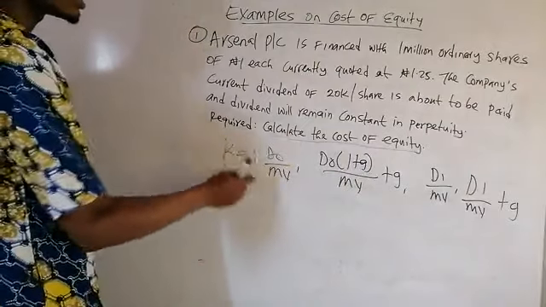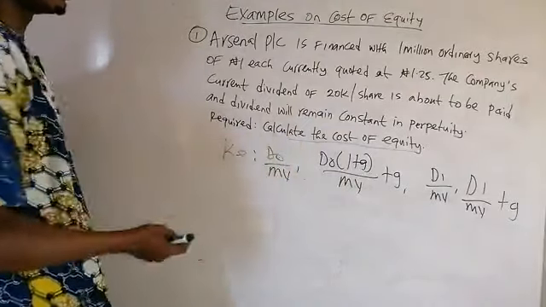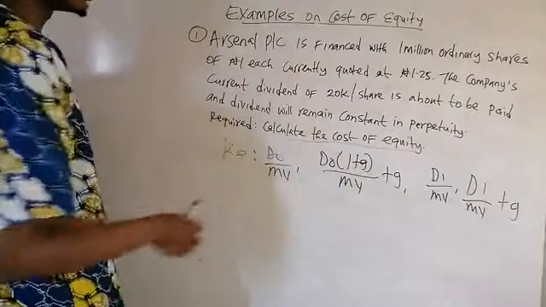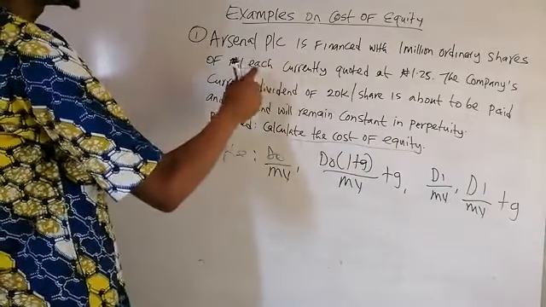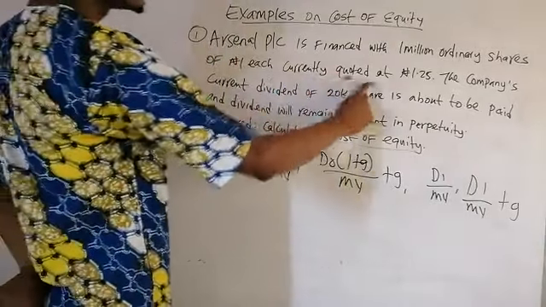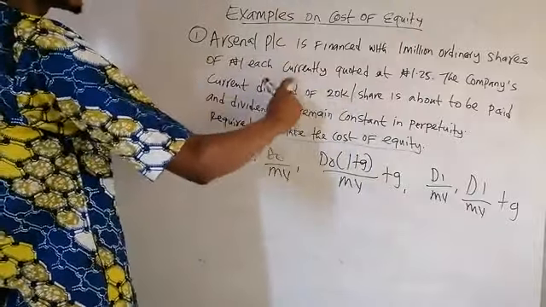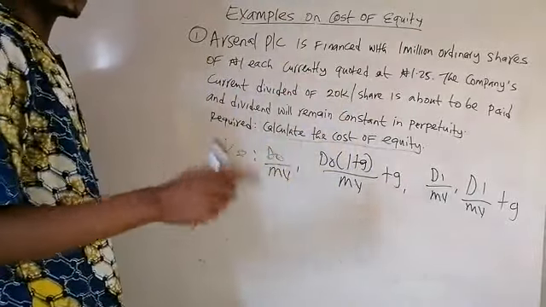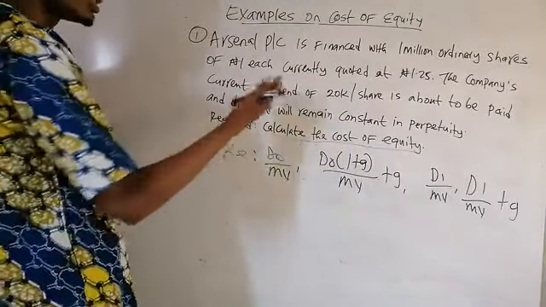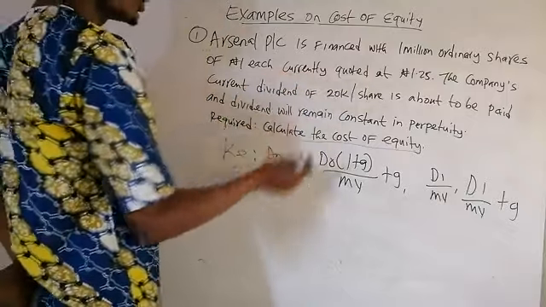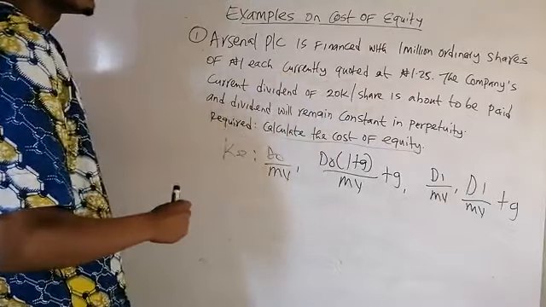So we are going to use this particular formula to solve this question because there is no growth in the question. All we have in this question is what? Currently quoted. Currently quoted is the market value. When you hear currently quoted, where are we quoting it? We are quoting it in the market. So the currently quoted price is the market value here.